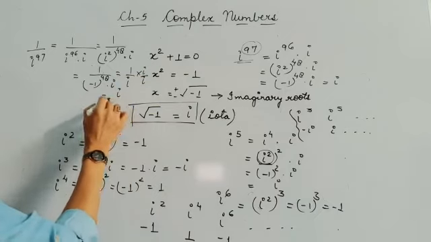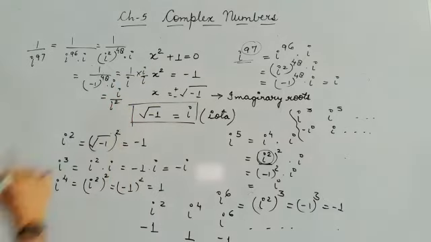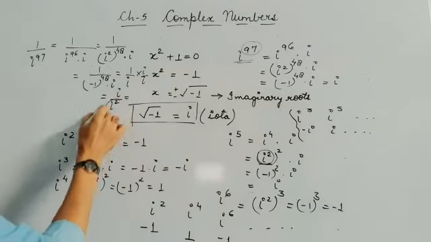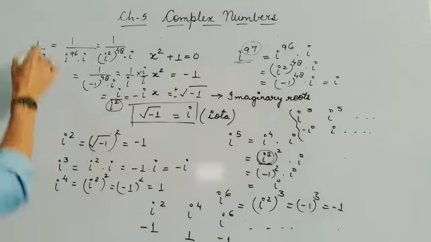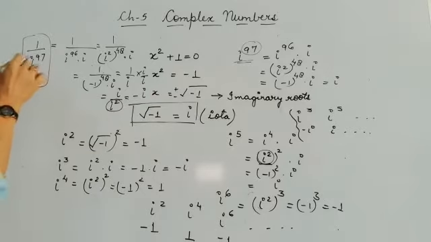So I will be getting it as iota square, iota by iota square, which will be minus 1 over here. So I will be getting it as minus iota. So 1 by iota raised to power 97 will give me just minus iota.